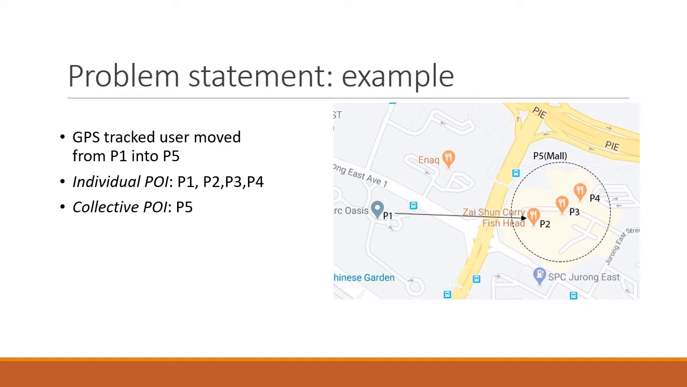Bob drove from P1 to Mall P5. The GPS trajectory was captured, and the stopping point of Bob was at the car park of Mall P5. However, we do not know if Bob visited P2, P3, or P4. The history data was incomplete, and we want our system to give as accurate a recommendation as possible given this uncertain check-in scenario. We call each specific POI an individual POI, and a POI cluster such as Mall P5 a collective POI.